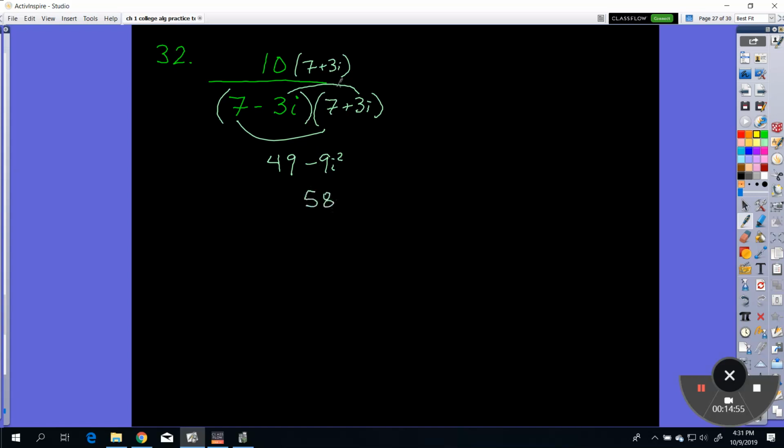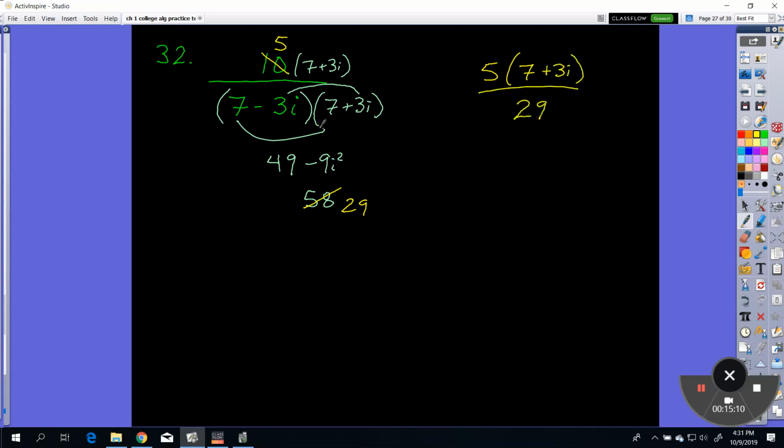Because 10 and 58 are each divisible by 2, I'm going to do that. So 10 divided by 2 is 5. 58 divided by 2 is 29. So my final answer is 5 times 7 plus 3i all over 29.